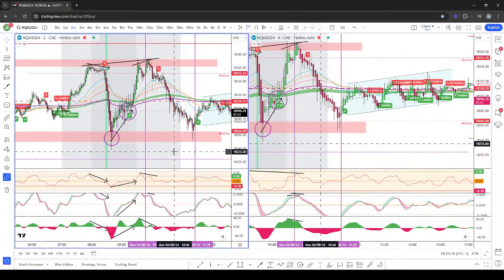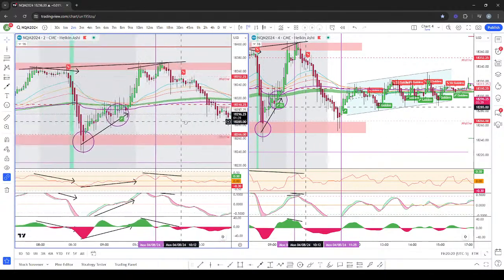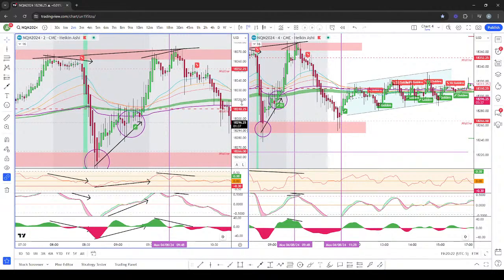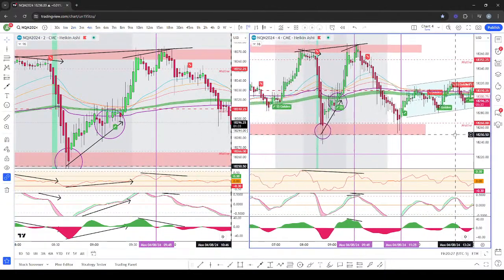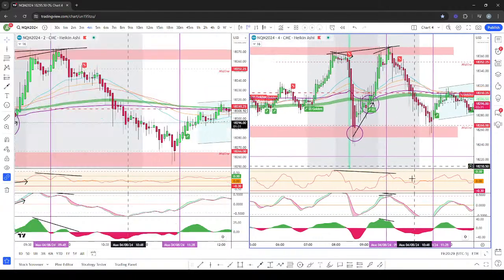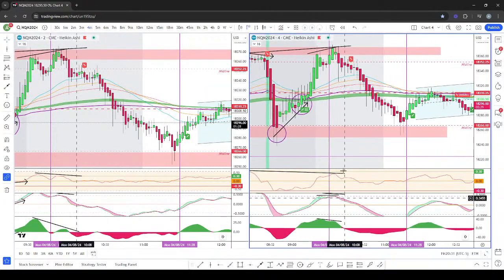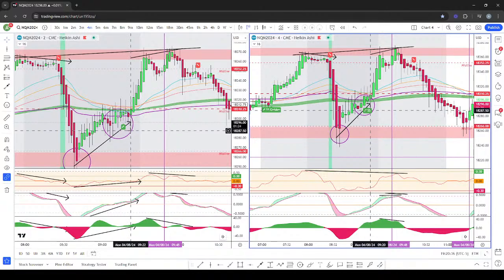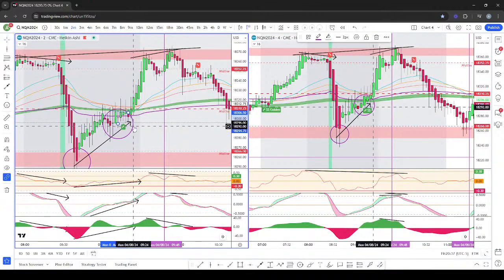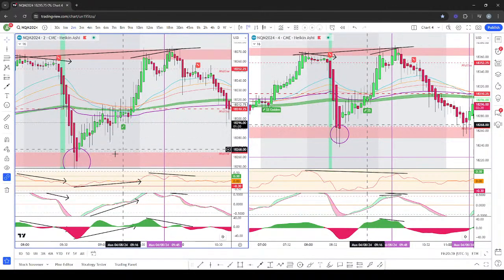I want to talk a little bit about the EMAs too, that can put your mind at rest a little bit, and kind of compare how they look between the 4 minute and the 2 minute. Okay, so I'm just going to delete this little circle right here and this arrow. I'll even get rid of that right there.